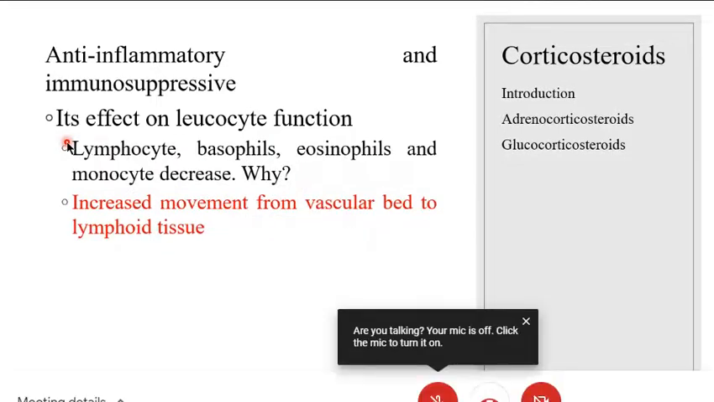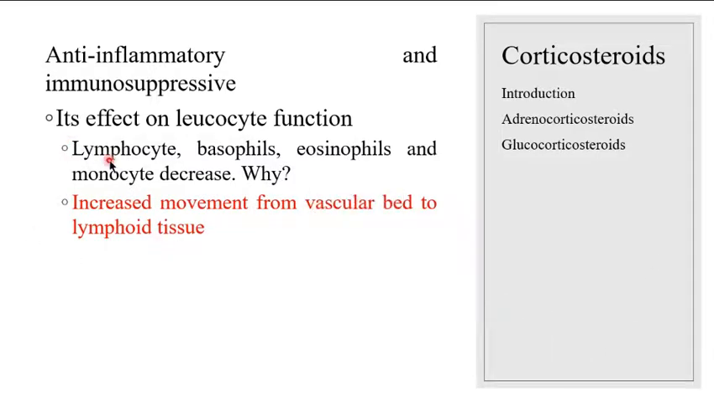Whereas these corticosteroids allow efflux of lymphocytes, basophils, eosinophils, and monocytes from the blood into the lymphoid system. Because of efflux or movement of lymphocytes, basophils, eosinophils, and monocytes away from the vascular system, there is immunosuppressive action, which is helpful during transplant or graft.